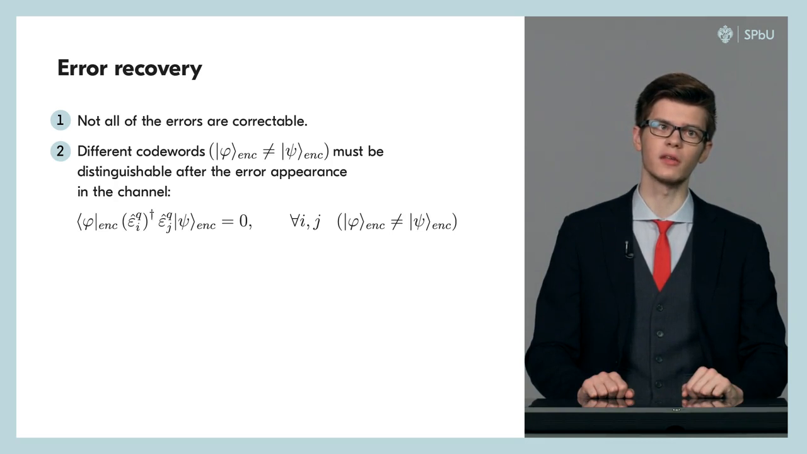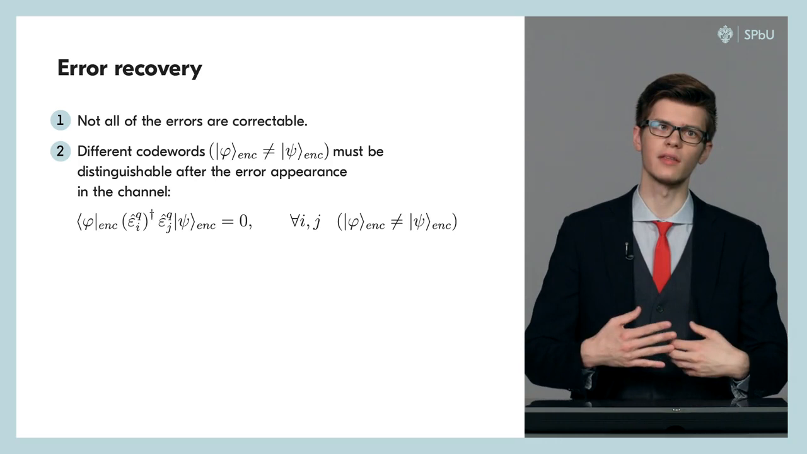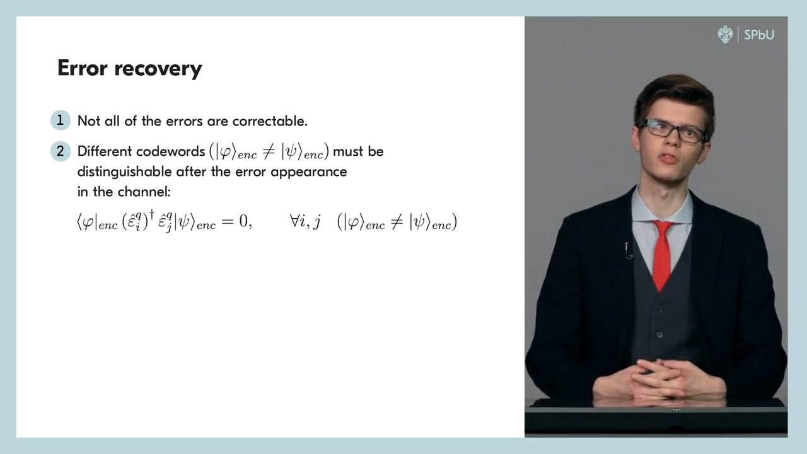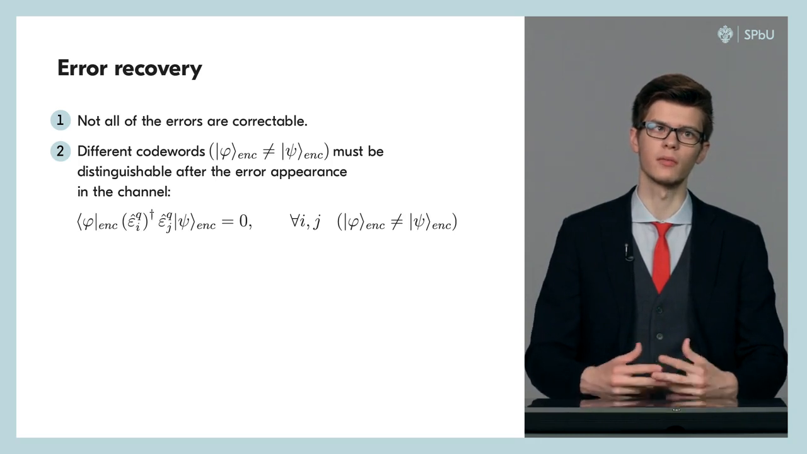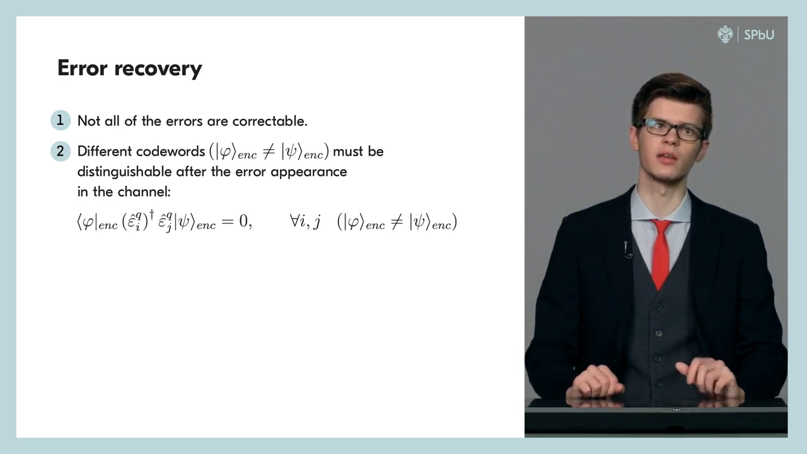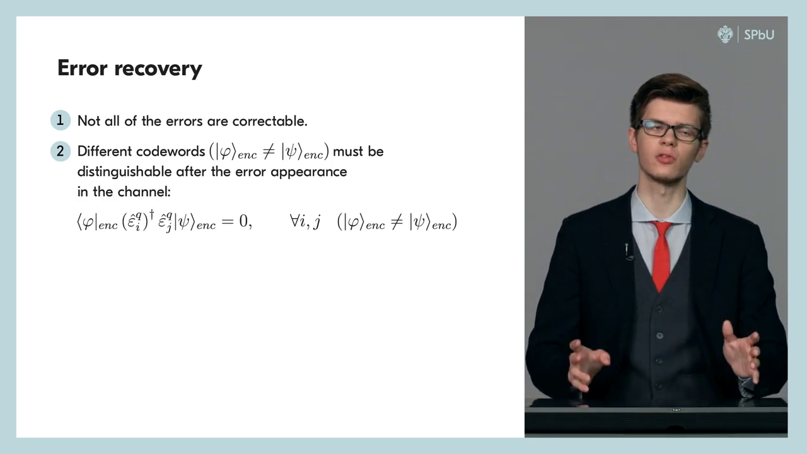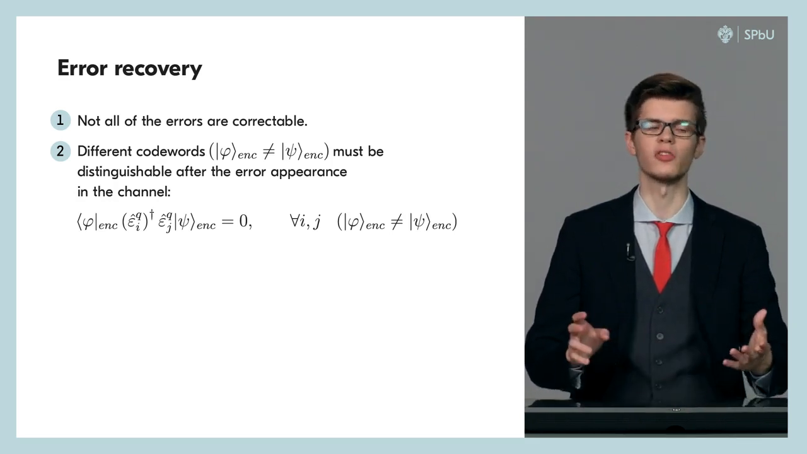It means that we have several operations, and each of them corresponds to a certain error type that may occur in the channel. As any of these operations acts on a pair of different code words, which now is an entangled quantum state, we have to obtain 2 distinguishable, that is, orthogonal quantum states.